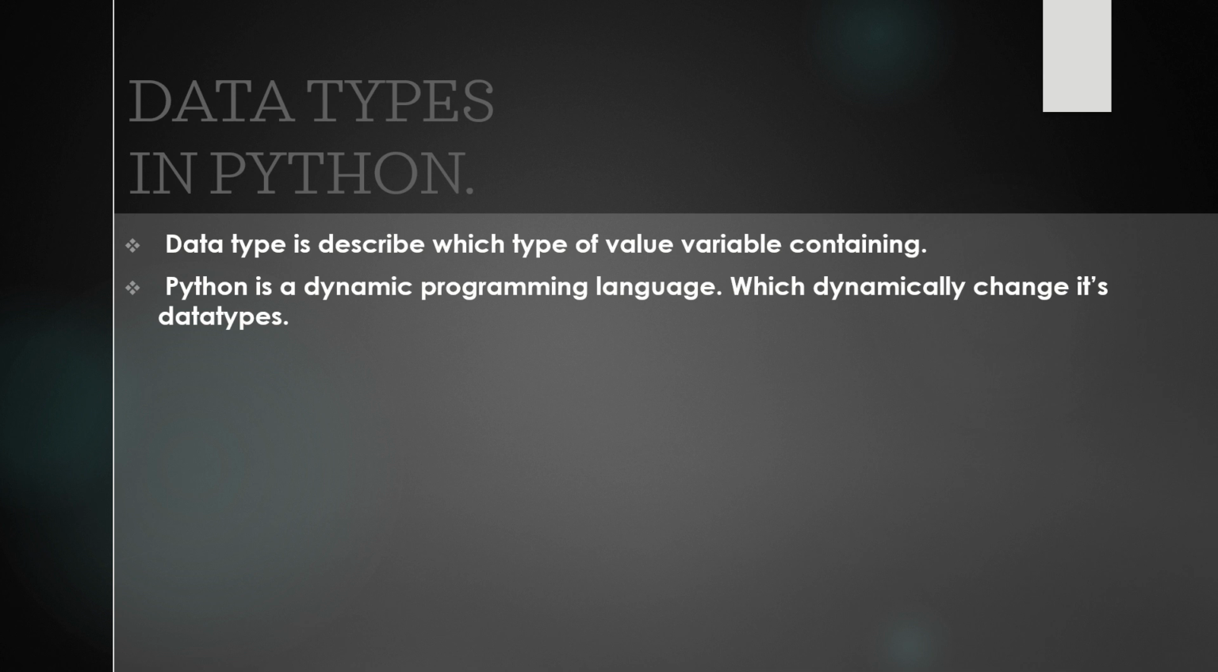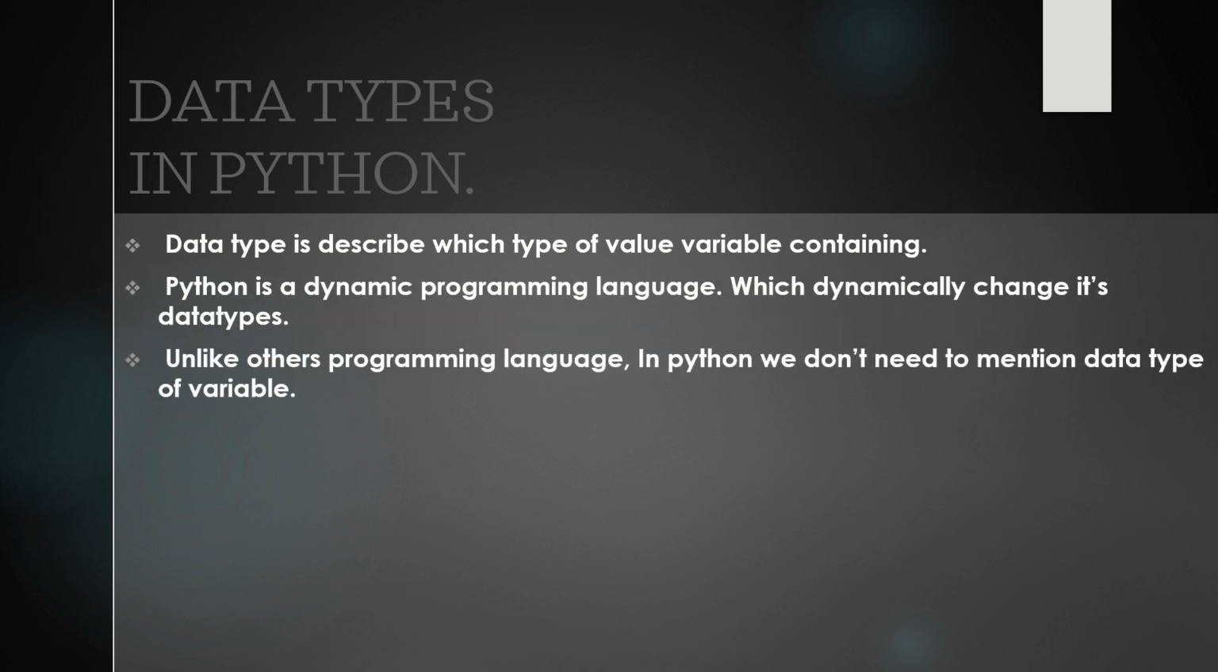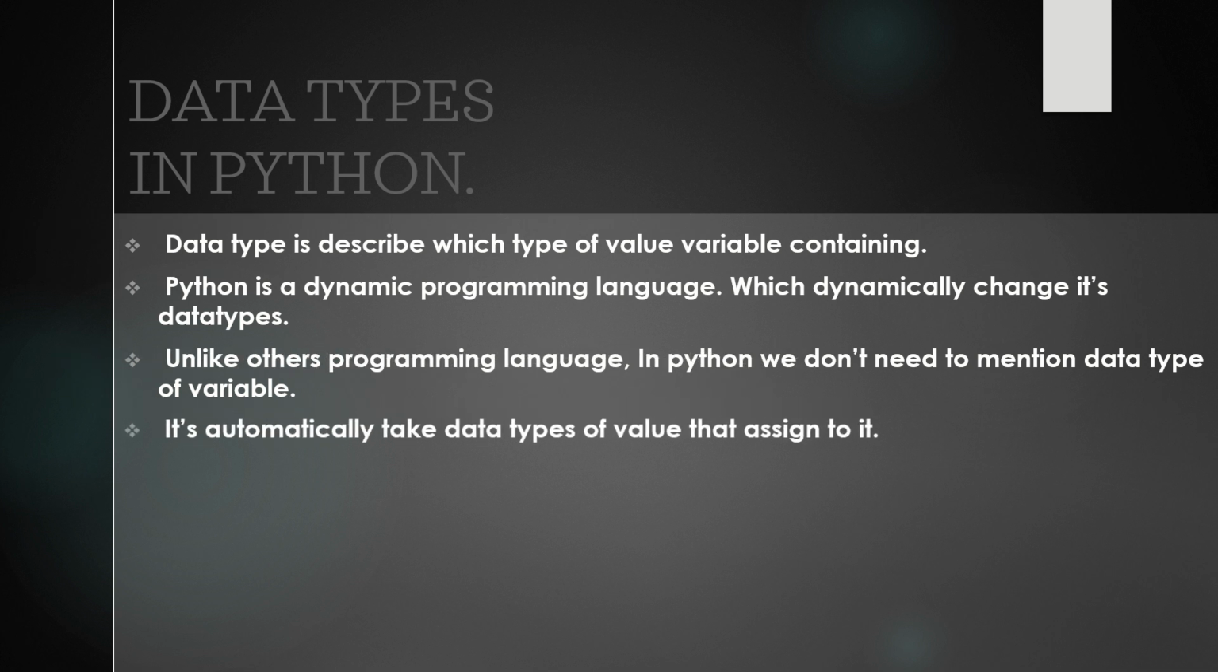Python is a dynamic programming language which dynamically changes its data type. It means we can change the type of data stored in a variable in between the program. Unlike other programming languages, we don't need to mention the data type in front of the variable. We will see what it is in some time. It will automatically take the data type of the value that's assigned to it.